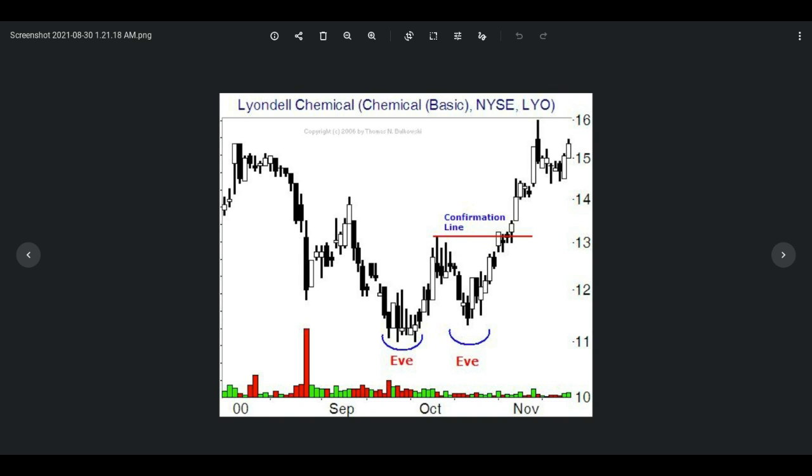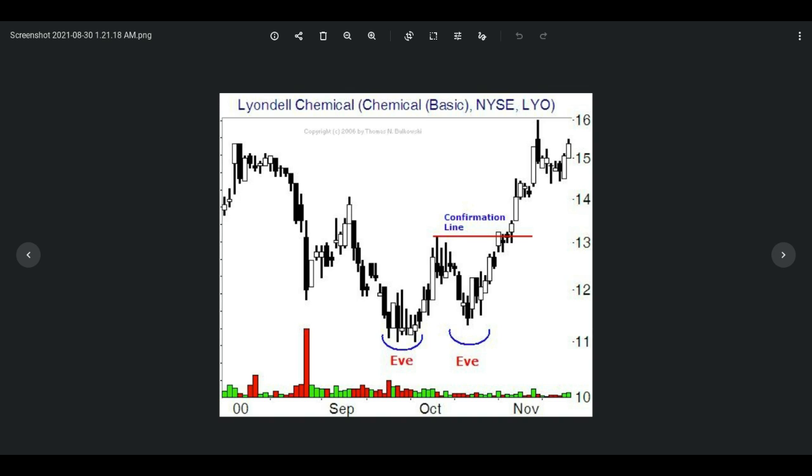Now, the directional bias of this pattern is bullish. The pattern type is a reversal. And the pattern description, this pattern occurs within the context of a longer downtrend. The pattern forms two equal lows, with each low forming a wider, rounded bottom.